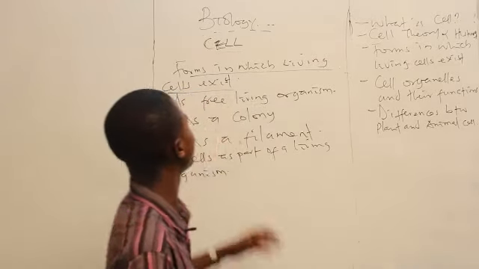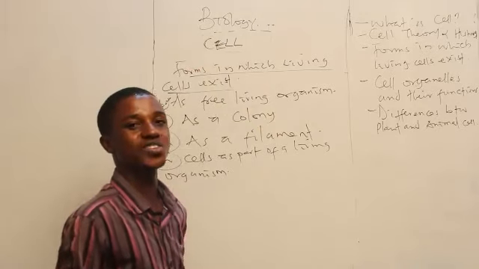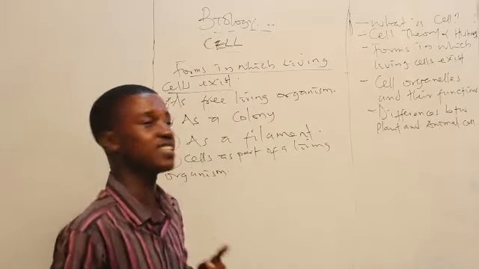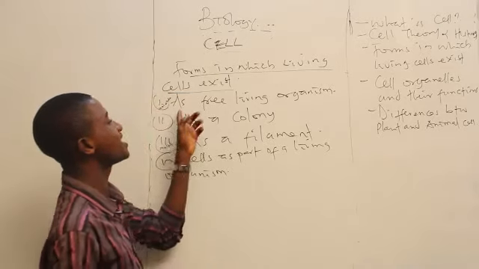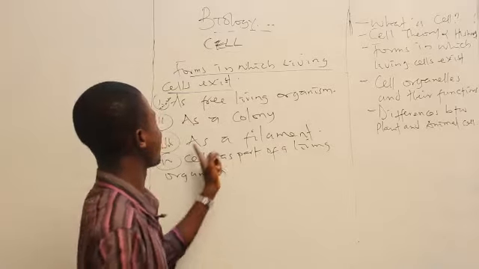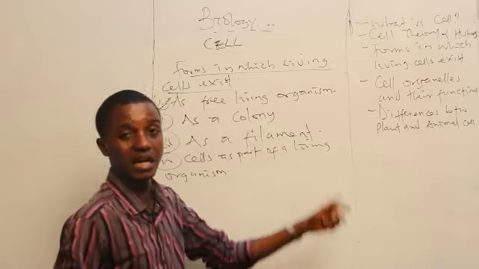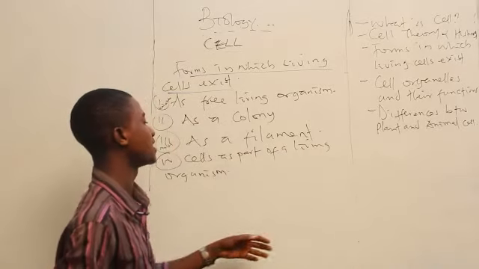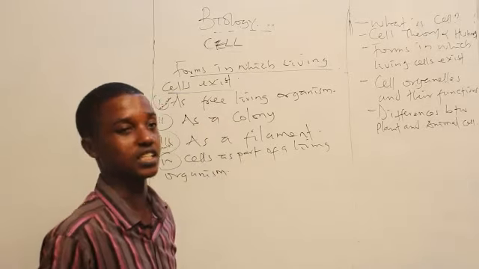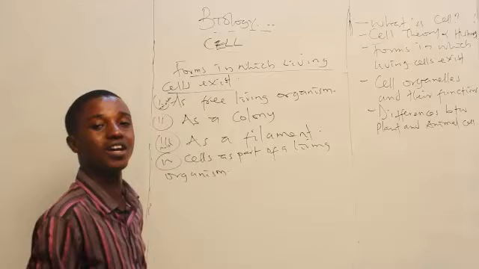So now we're going to be looking at the forms in which living cells exist. We have 4 basic forms in which living cells exist. That means if the cell does not exist as free living, it will exist as a colony. If it doesn't exist as a colony, it will exist as a filament. If it doesn't exist as a filament, it must then exist as part of a living organism. So we're going to be looking at these one after the other.